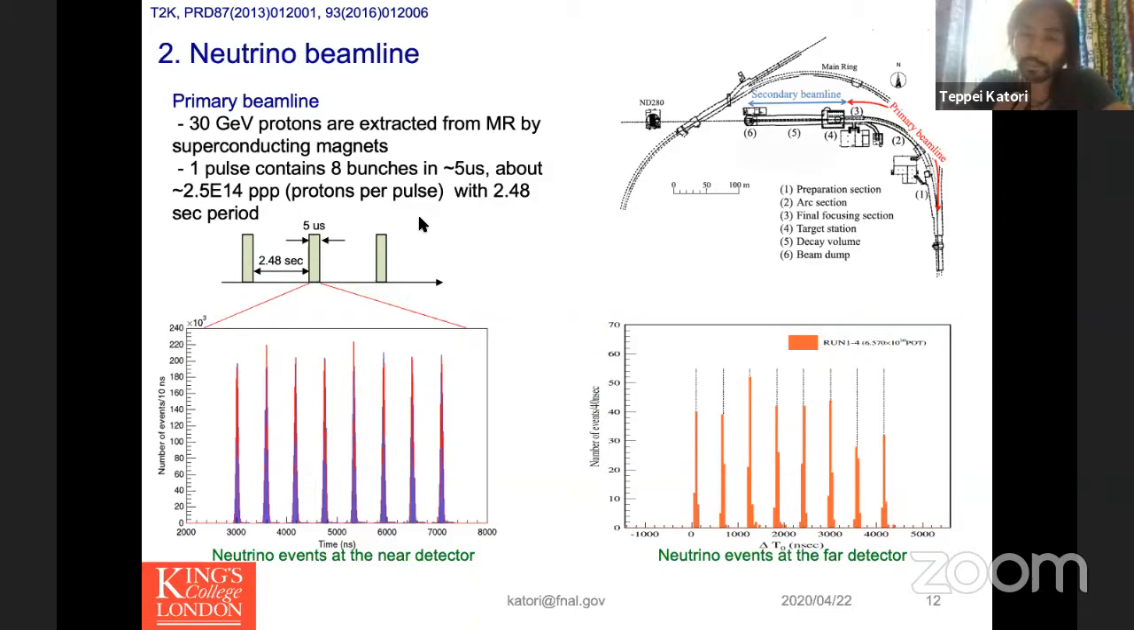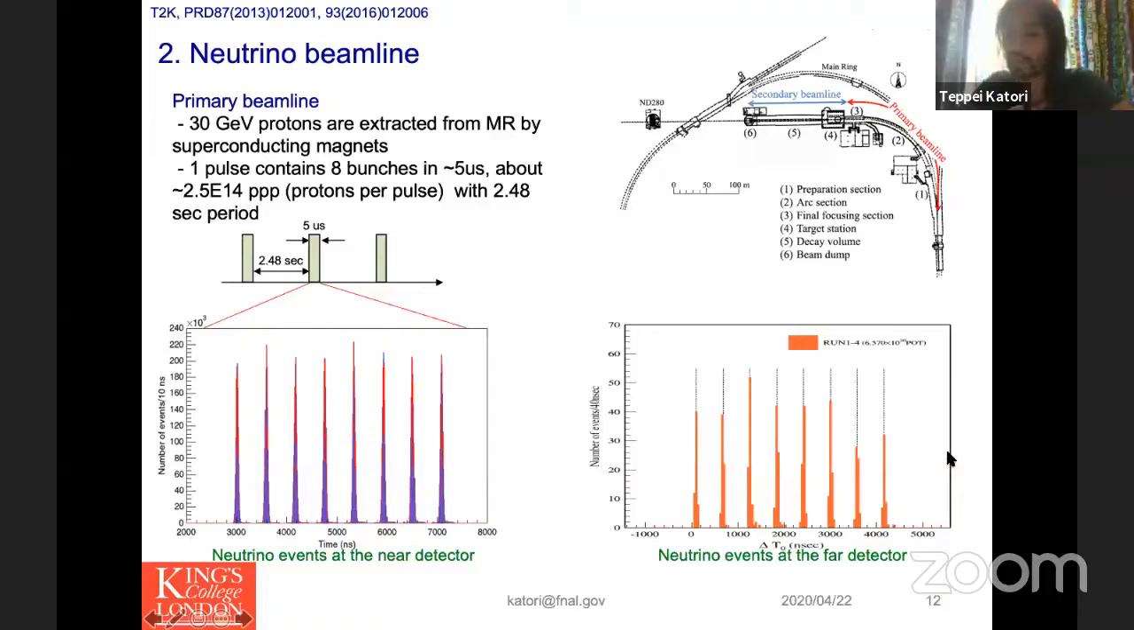So neutrinos maintain the same timing structure. In the left plot, this is the near detector information, the measurement of neutrinos by the near detector. And you see there are 8 peaks. It's these 8 bunches in each pulse. And after 300 kilometer propagation, you see the same timing structure at Super-Kamiokande, which also shows 8 bunches.